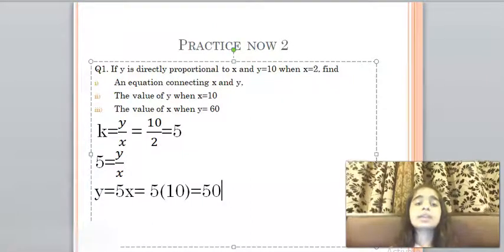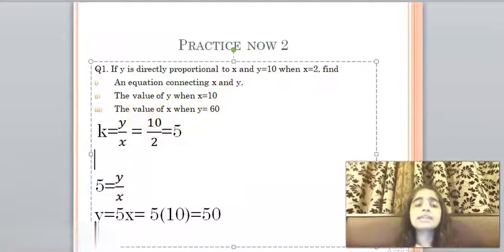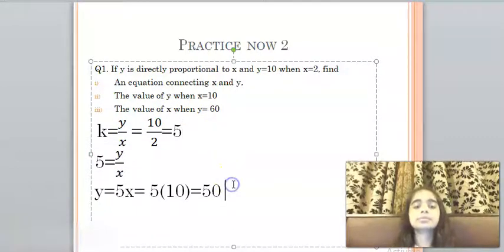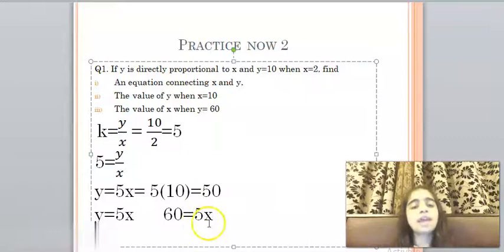Alright, now let's look at the third part. The value of x when y is 60. Now here, let's look at this equation again. y equals 5x. Now here they have given us the value of y. Okay, so let's put the value of y in this equation. 60 equals 5x. Now it is asking us the value of x. Now in order to find the value of x, I need to isolate my x. So what will I do? I will divide my whole equation by 5.